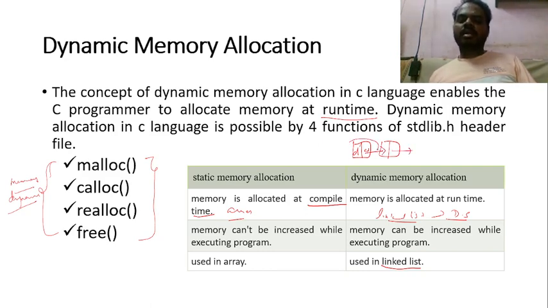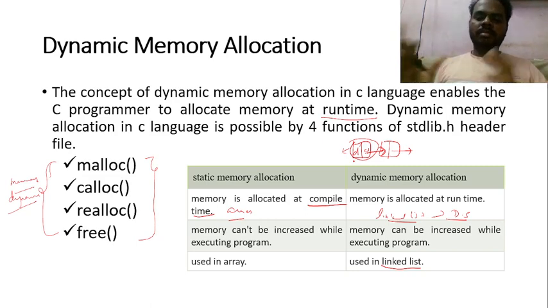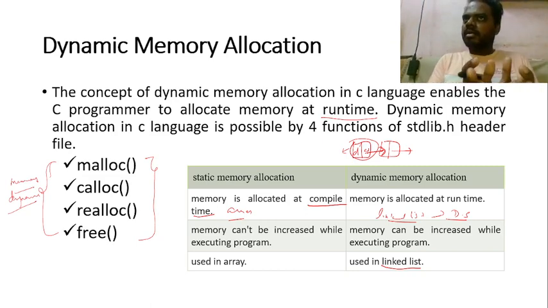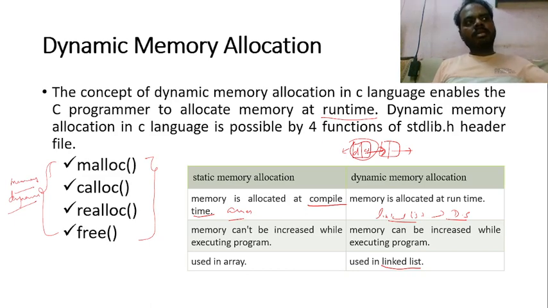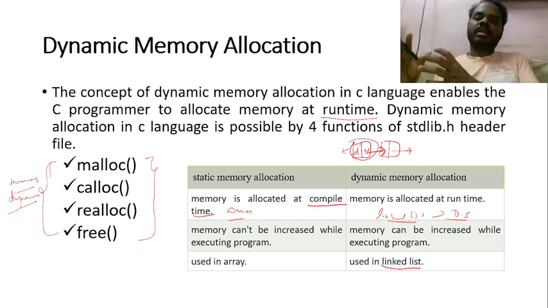This entire node has two blocks: data and address, and this address is linked to the next node. This is all about a linked list. You will learn the linked list concept in the next semester. If you want to allocate memory at compilation time, we should use an array as static memory allocation. If you want runtime memory allocation, we should use the linked list concept.